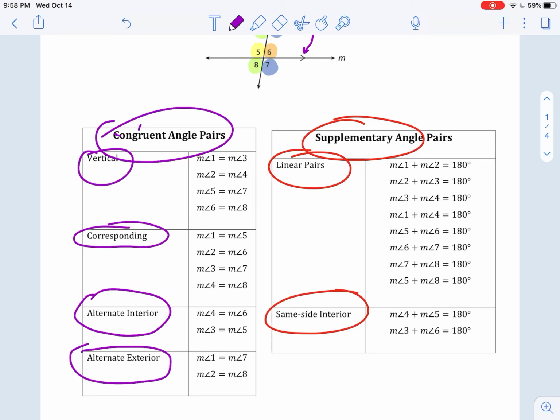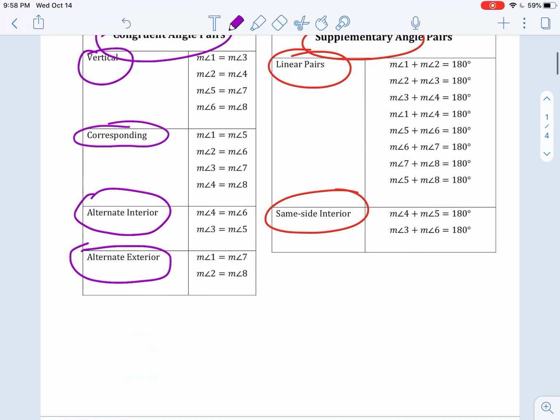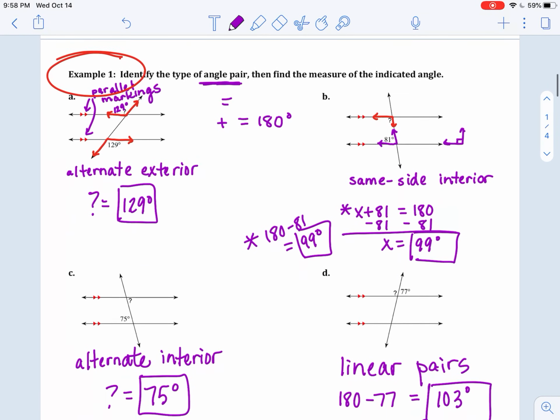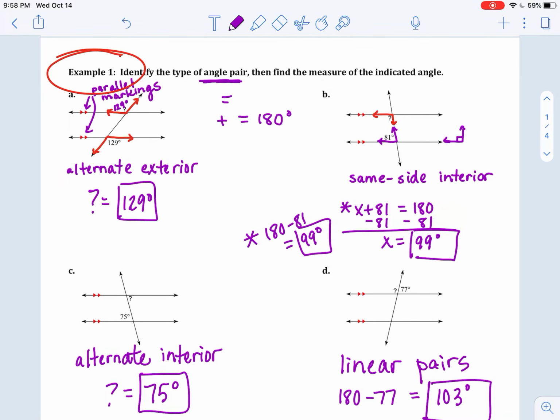The only types of angles that we've learned about that are supplementary will be the linear pairs and the same side interiors. That means if you see those, you're going to add them up to 180. Again, we already talked about this in the last video. We also did example 1, where we identified what kind of angle pair we were looking at, so we knew: are we setting them equal or are we adding them up to 180?